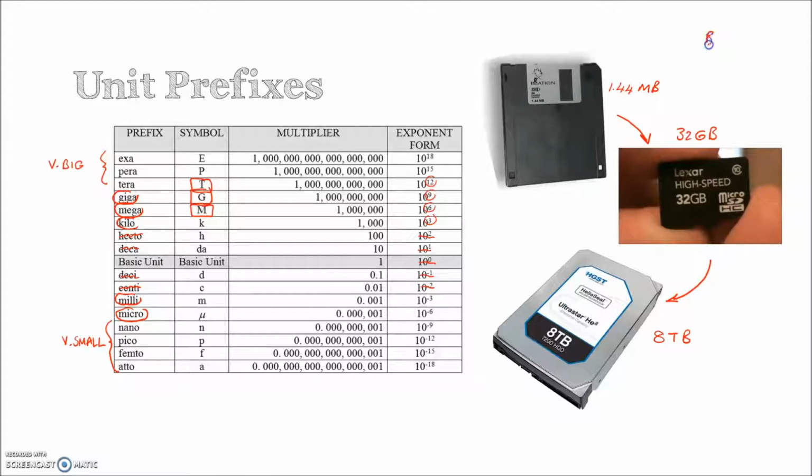Okay, so the byte is the unit. Okay, and in front of that we can put M for mega, G for giga, or T for tera. Okay, and that just means that this is 1.44 million bytes. This is 32 billion bytes, and this is 8 trillion bytes.